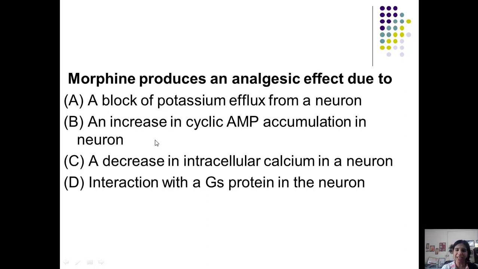It does not increase the cyclic AMP accumulation. It actually decreases cyclic AMP formation via decreasing the production of adenyl cyclase. What it does is a decrease in the intracellular calcium in the neuron, and that decrease is mediated by a decrease in the cyclic AMP. So that decreases the intracellular calcium in the neuron. So the third option is the correct option.